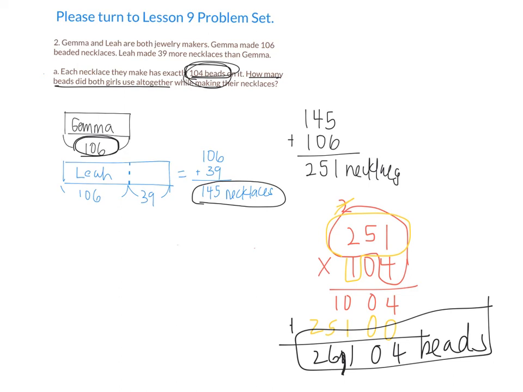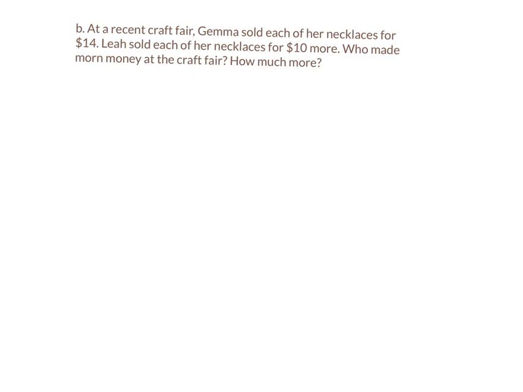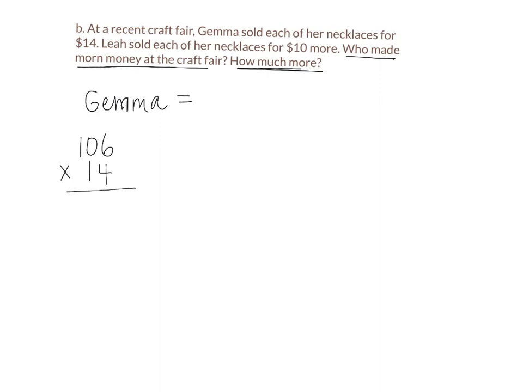Okay, let's move on to part 2. So this question is asking us to find out who made more money at the craft fair and also how much more. How can we find out how much money Gemma made altogether? Based on our previous understandings, how many necklaces did Gemma make altogether? 106 necklaces. And how much did she sell each one for? $14. So if I multiply 106 times 14, will that tell me how much Gemma made? Yes. Okay. What about Leah? How many necklaces did Leah make altogether? 145.